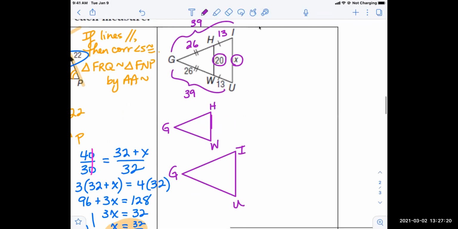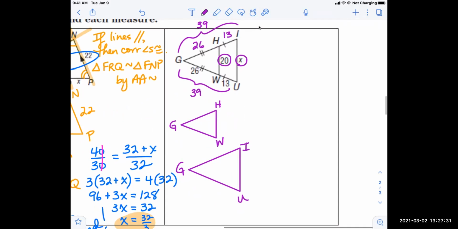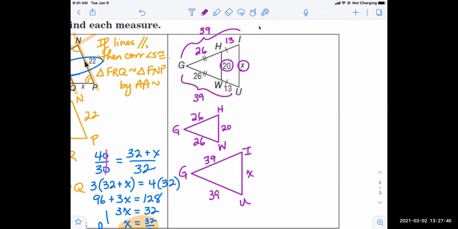Segment HW is in the little triangle, but it's not a side of the big triangle. It's a side of the quadrilateral, but that's not what we're trying to do. We're trying to compare the triangles. So in the little triangle, we know 26, 26, 20. And in the big triangle, we know 39, 39, and then that's the side we don't know. Okay, how can you use side, angle, side? Sarah?